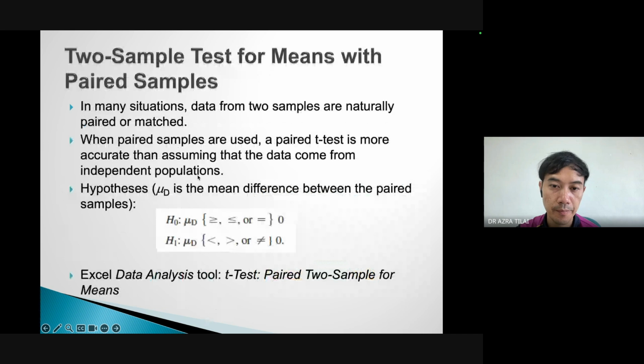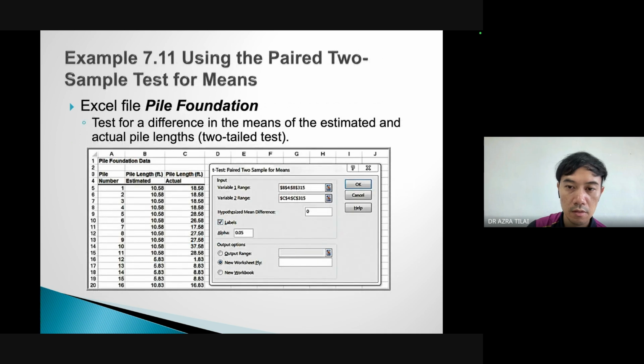Okay. So in many situations, data from two samples are naturally paired or matched. When paired samples are used, a paired t-test is more accurate than assuming that the data come from independent populations. So the hypothesis is the mean difference between the paired samples. So this one is regarding the pile foundation.